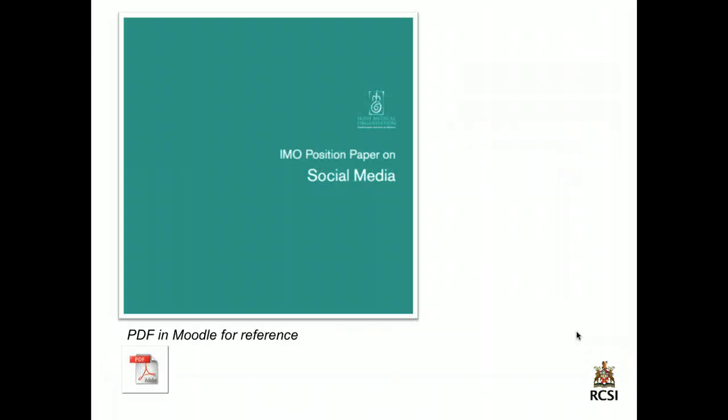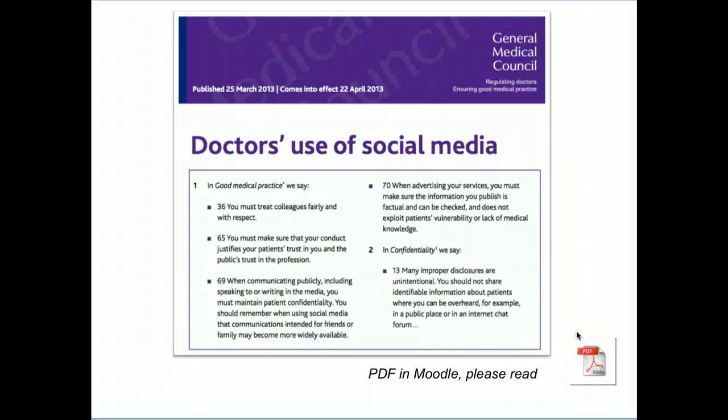The IMO have produced a position paper on social media. It's fairly brief. There's some instruction on some recommendations. They're here. The GMC, these are more guidelines, whereas the IMO is just a position paper. GMC call them guidelines, whatever, so you get the idea. It says, look, you must treat colleagues fairly and with respect. Do we need to be told that?